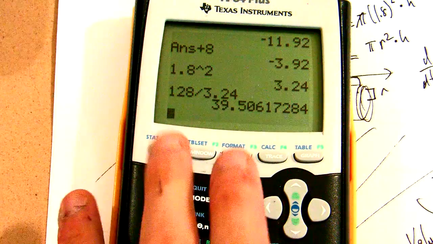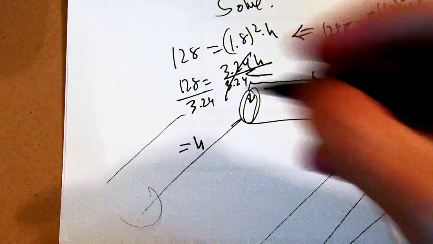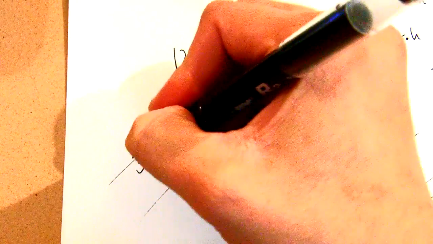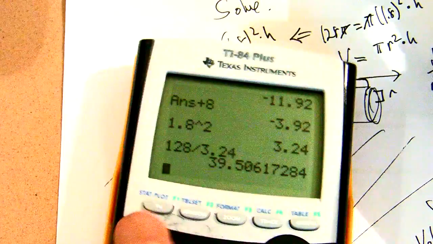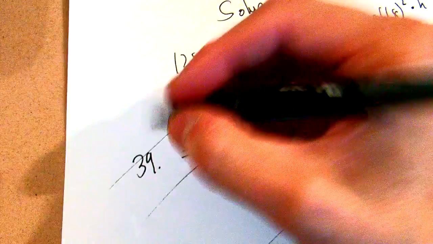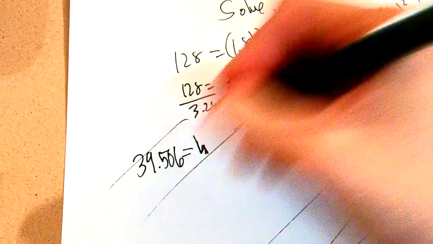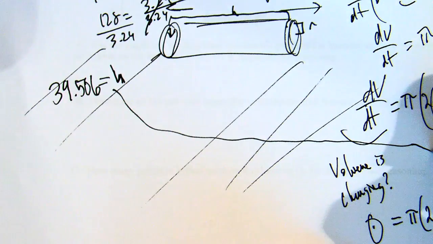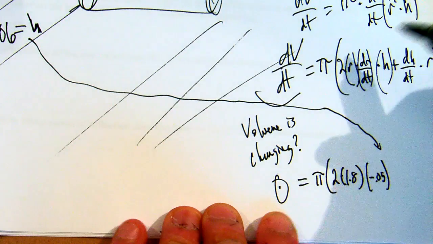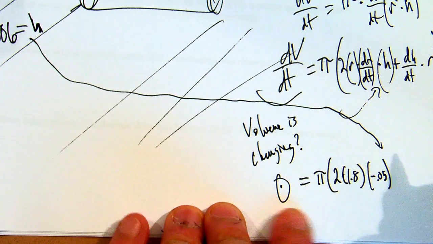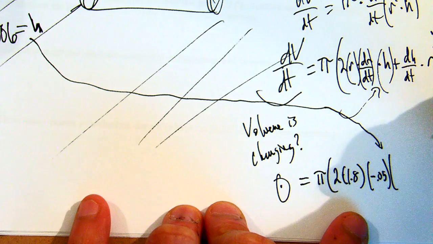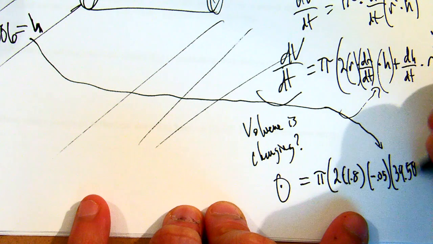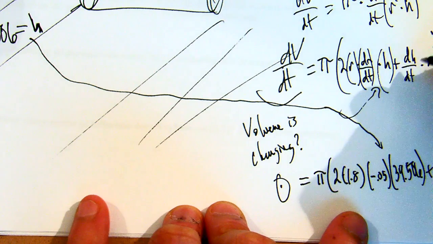And that's going to be this guy here. So the height is approximately 39 point, looks like it was 5.6, right? We're going to plug this in for h. Oh, sorry. In for h here, right? So times h, which was 39.506 plus dh dt.